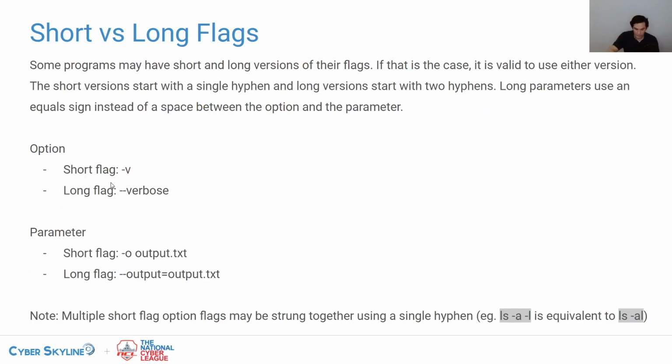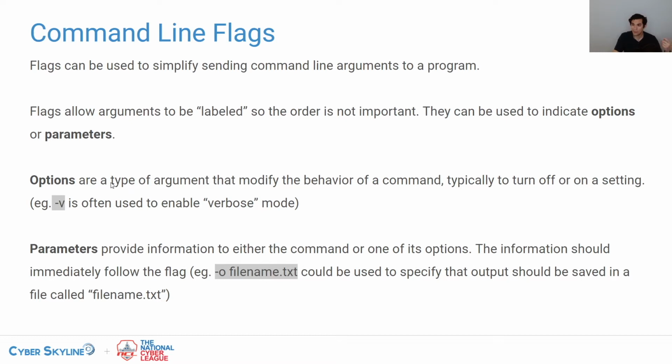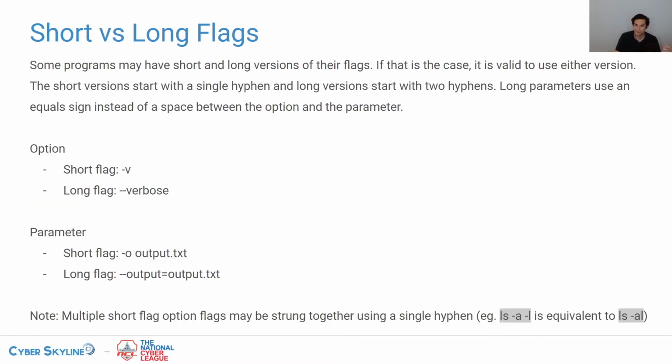I showed here using a single hyphen as the identifier for signaling a flag. But there are both long and short versions of flags. This is also dependent on the author of the program defining short and long versions. But if they make short and long versions, you can use either one. Short versions typically start with a single hyphen, like I showed on the previous slide, and long versions have two hyphens. And typically long parameters use an equal sign instead of a space between the option portion and the parameter portion.